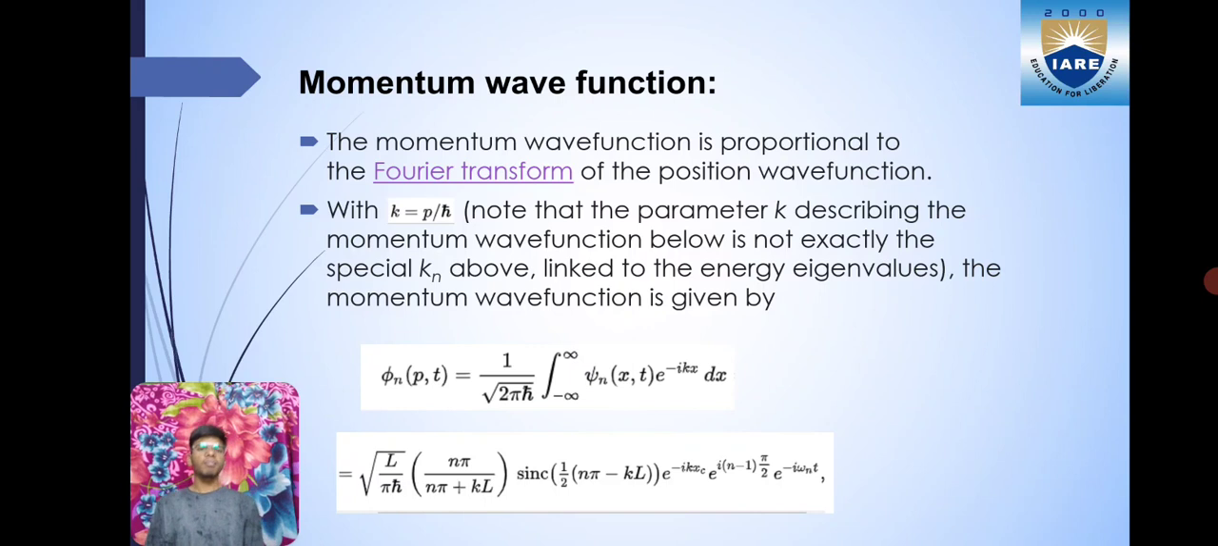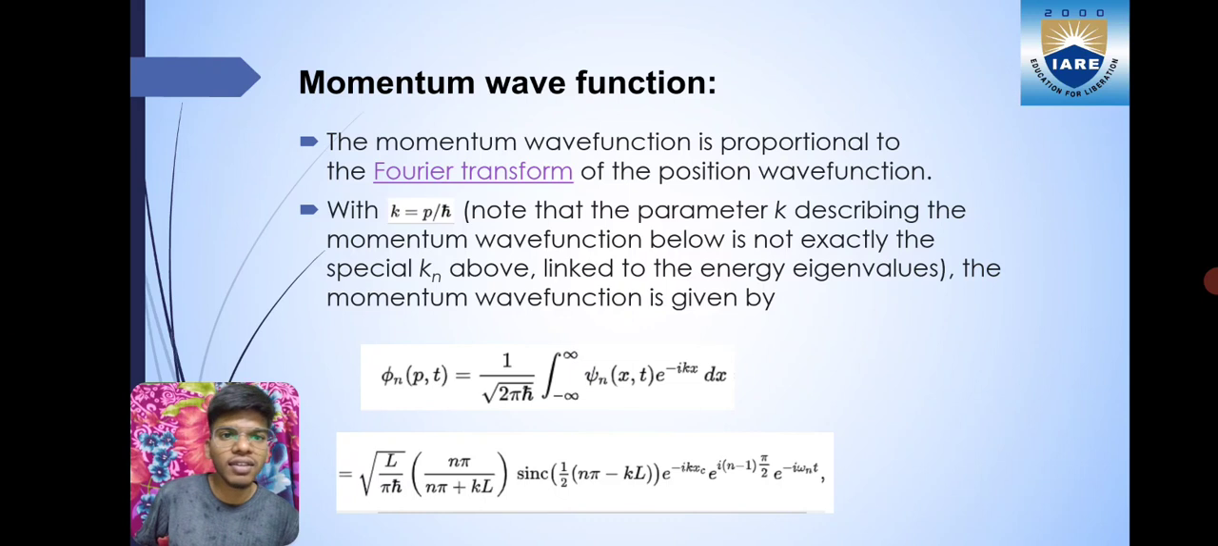The momentum wave function is proportional to the Fourier transform of the position wave function with k equals p by h cut. Note that the parameter k describing the momentum wave function below is exactly the wave number kn above linked to the energy eigenvalues.